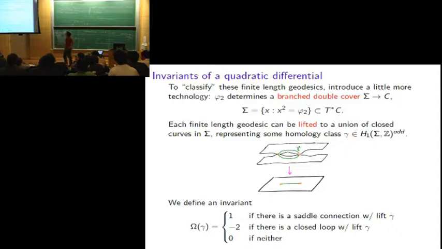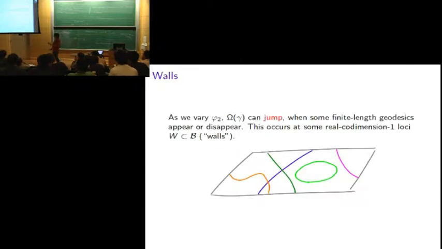OK, so now it depends on that quadratic differential. So suppose that I now vary the quadratic differential, holding everything else fixed, holding the curve fixed. What can happen is that the finite length geodesics change, as I vary this differential, because I'm changing the metric.